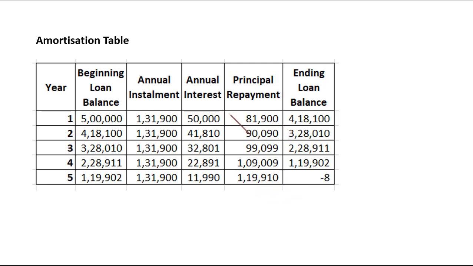In the first year, out of this annual installment, only 81,000 went towards the principal, but towards the end, a lot of money went towards the principal. The annual interest kept on reducing while the principal repayment kept on increasing. And when you subtract the numbers, we get a -8. This -8 should actually be 0, but this is because of that rounding off error.